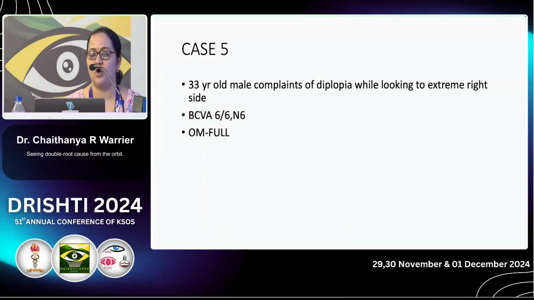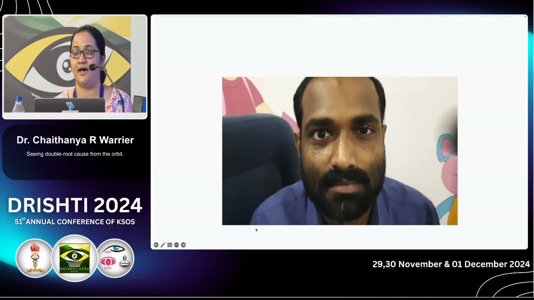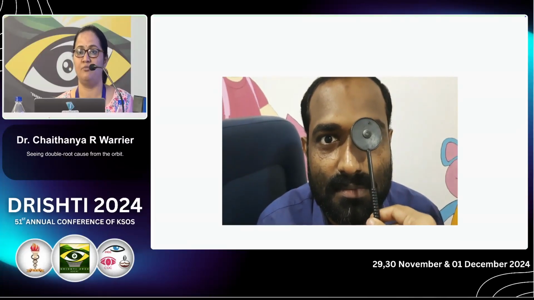A 33-year-old male complains of diplopia while looking to the extreme right side. Best corrected visual acuity was 6/6. On gross photograph, there is a very abnormal palpebral fissure in the right eye. Ocular movements and cover test revealed it as orthophoric and ocular movements were full.